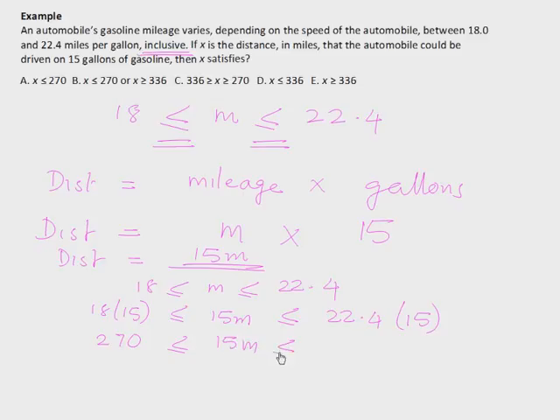15m, and 22.4 into 15 is 336. I just pulled it out of the answer. I didn't actually do it. So this is my distance. 15m is my distance. So here's my inequality for the distance. The answer is C. Look at how C is written. It's written the other way around, but that is the answer.